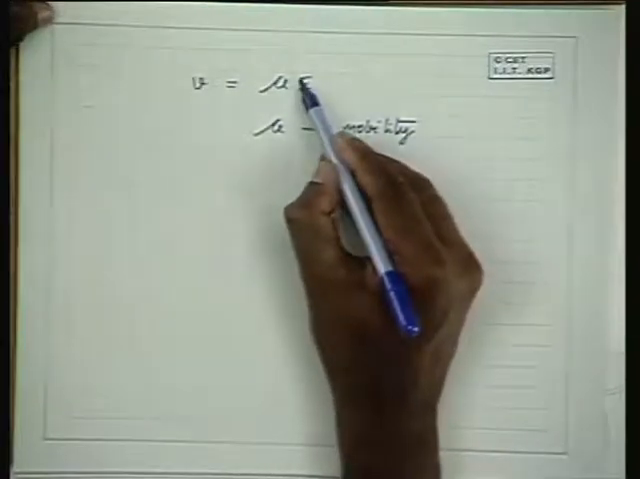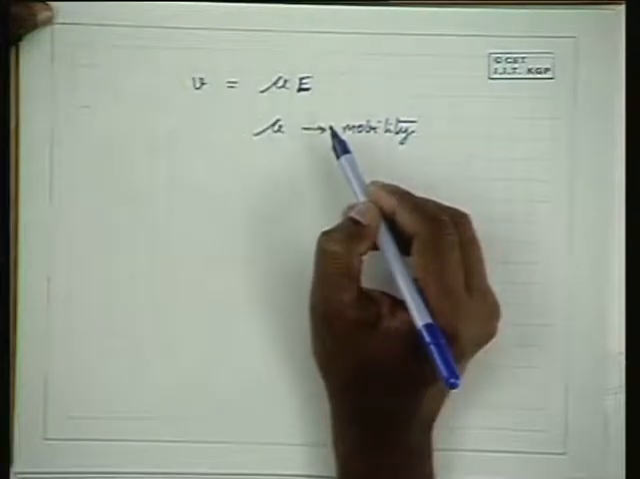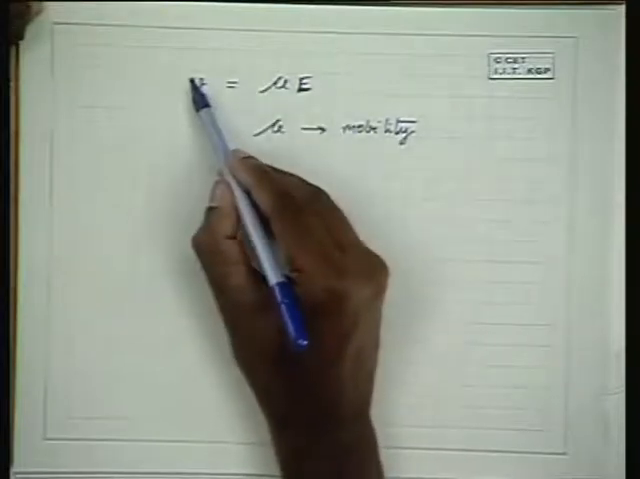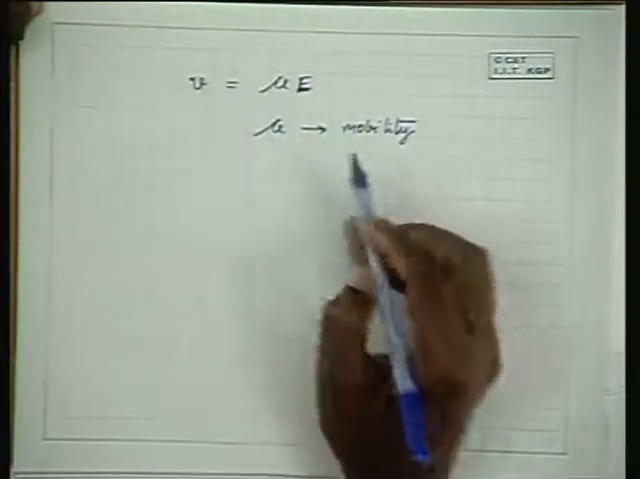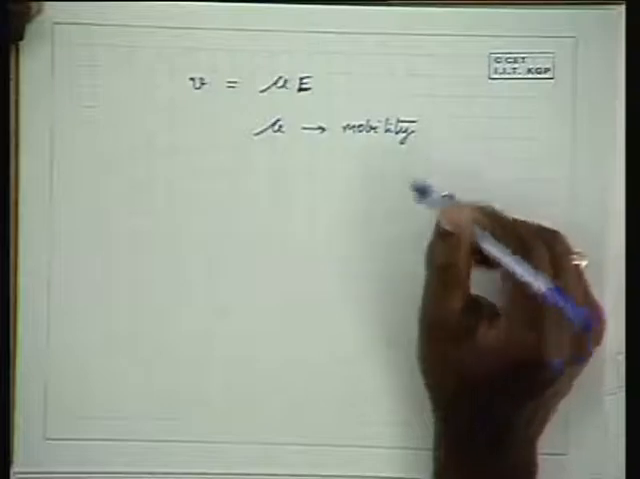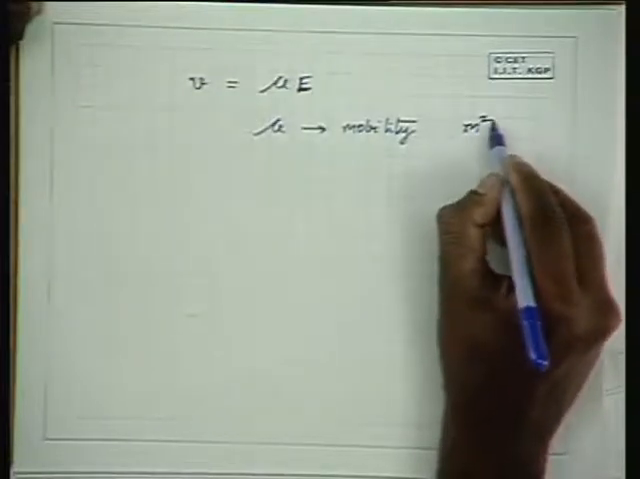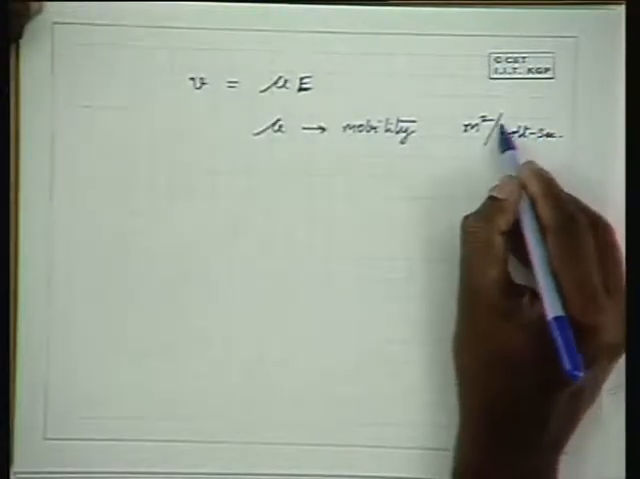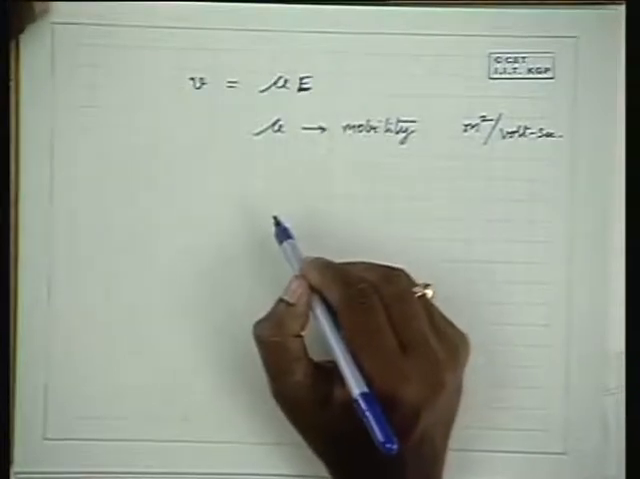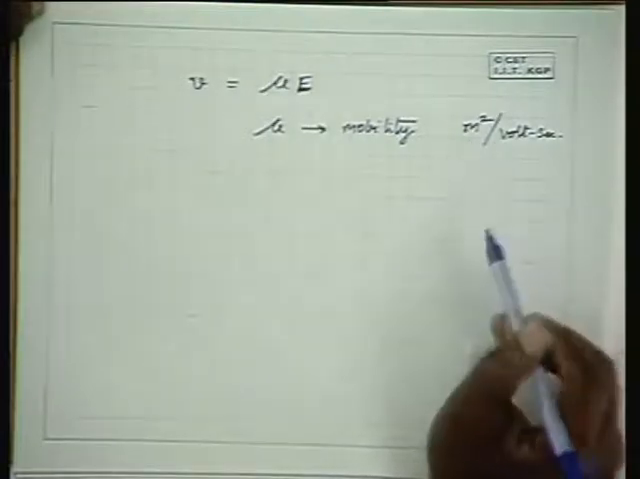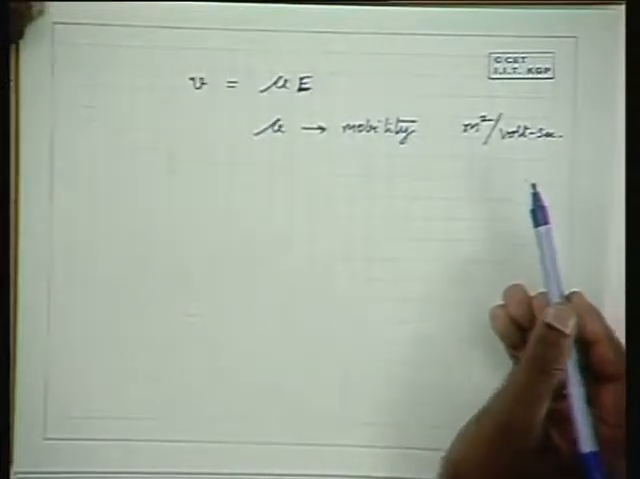The field is measured in terms of joules per coulomb, and the velocity is measured in terms of meters per second. Therefore, what are the units for mobility? It is meter square per volt second, because the field is measured in terms of volts per unit charge. So, it is meter square per volt second. It can also be expressed in terms of joules.